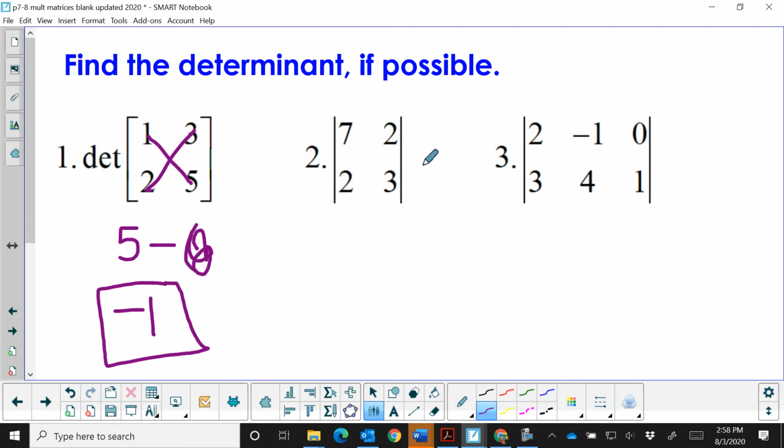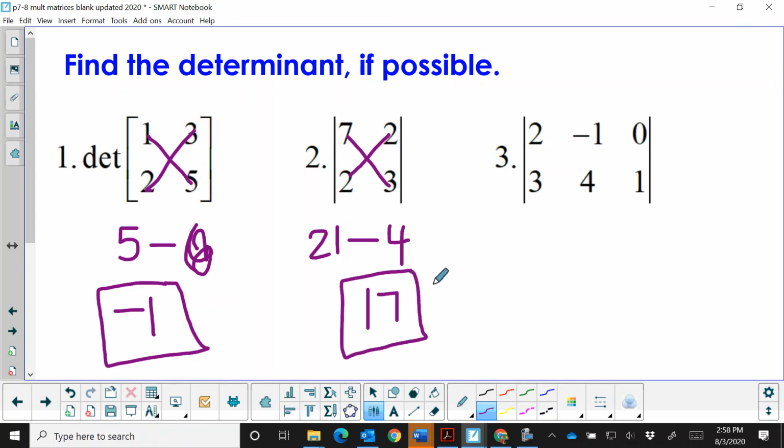So -1 is my determinant for this 2 by 2 matrix. Now let's look at the second one. This one doesn't have the word DET in front of it, but it does have the absolute value bars. So this is also asking me for the determinant. So let's multiply A and D. So that's 21. And we're going to subtract 2 times 2, which is 4. So the determinant of the second matrix is positive 17.